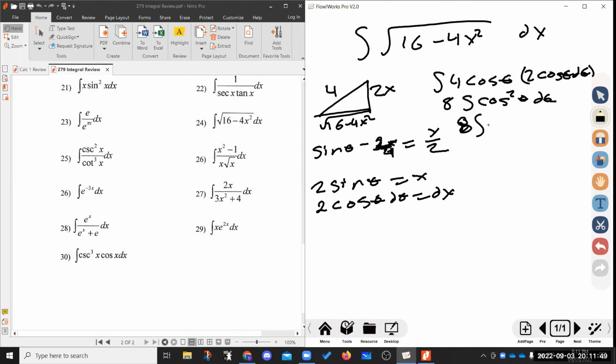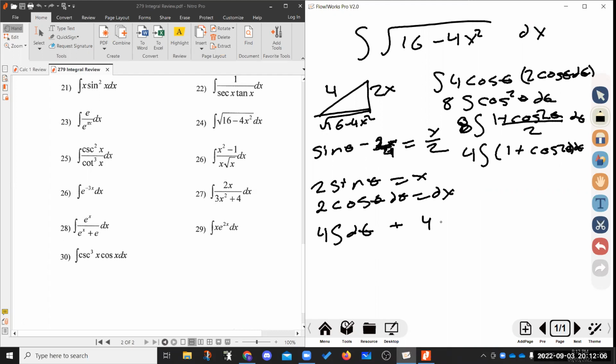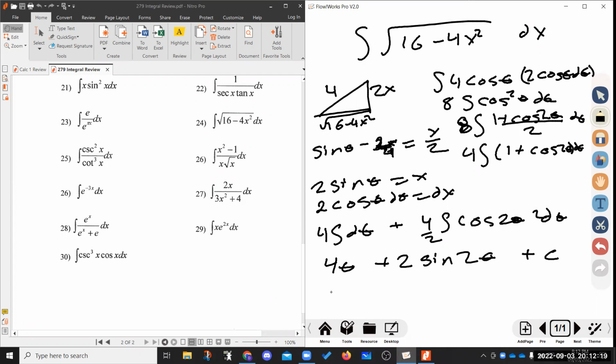8, 1 plus cosine 2 theta over 2. Pull the 1/2 out. This is 4. 1 plus cosine 2 theta d theta is 4 d theta plus 4 cosine 2 theta d theta. This is 2 over 2. This is 4 theta plus 2 sine 2 theta plus c.